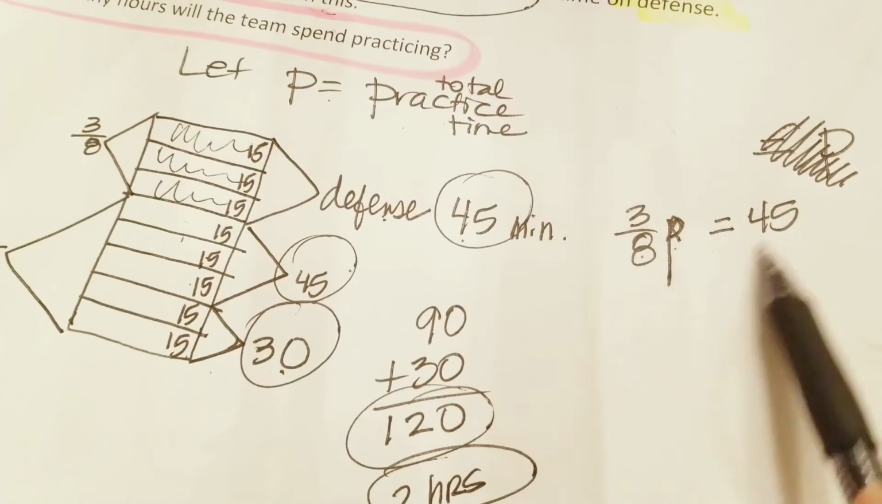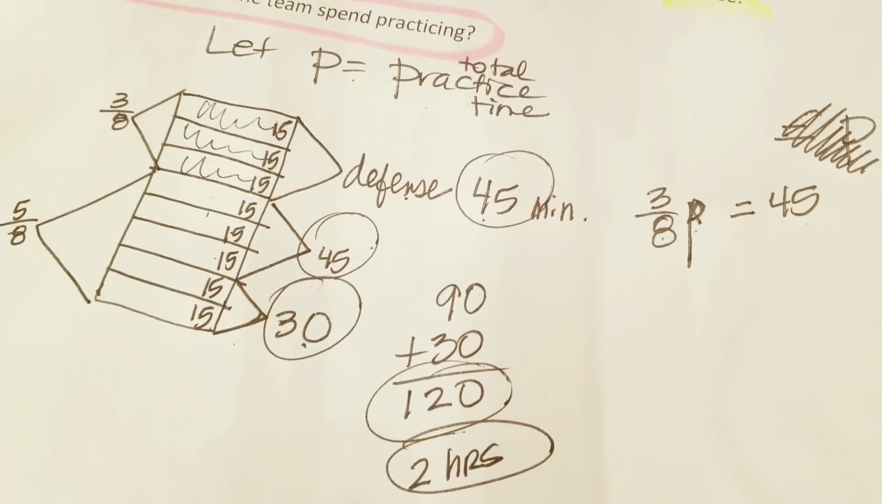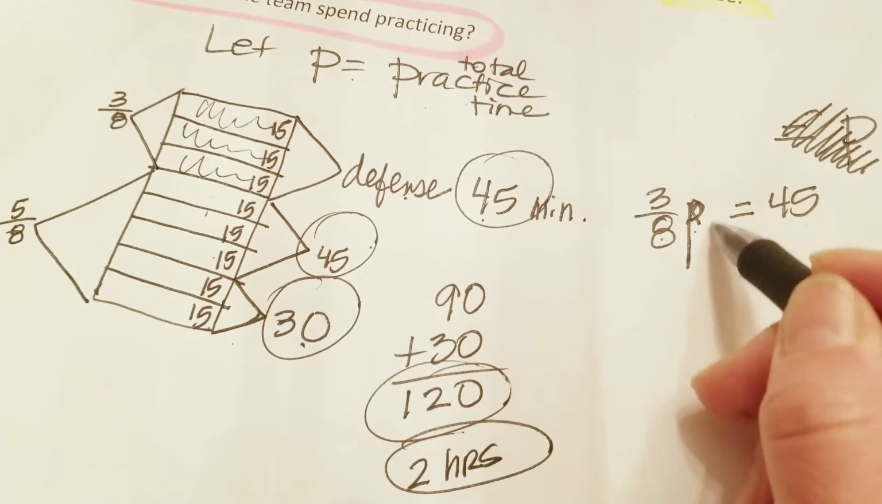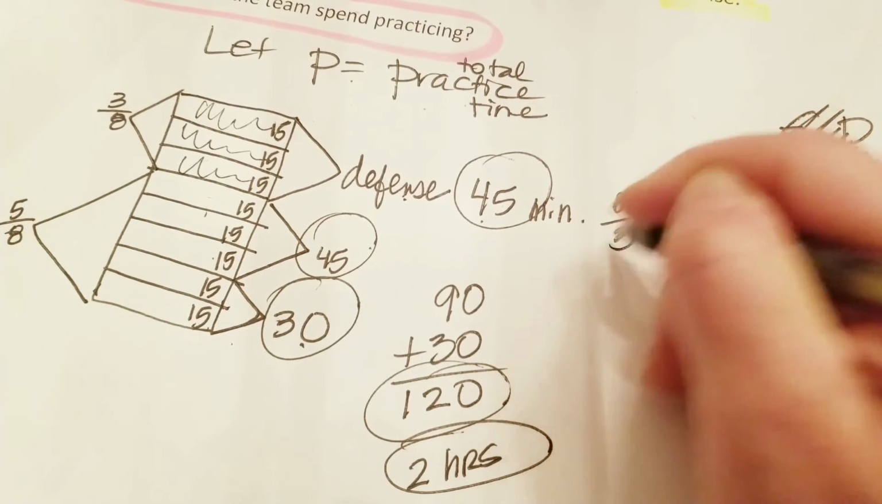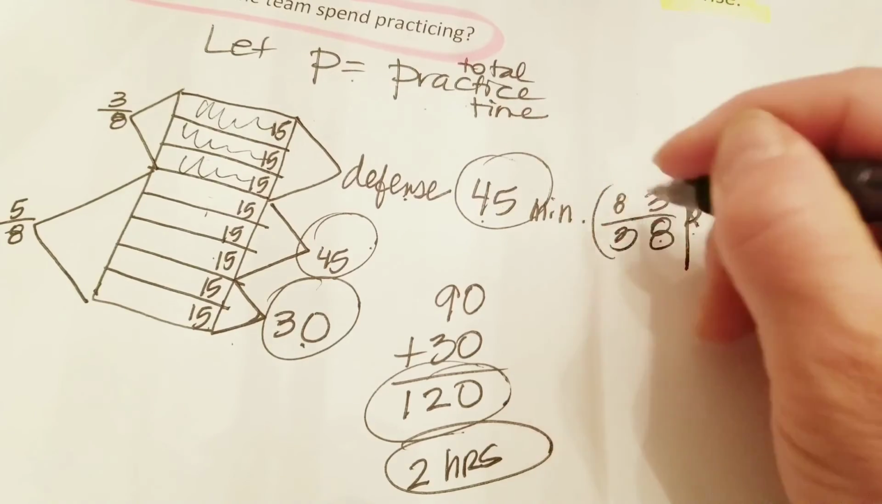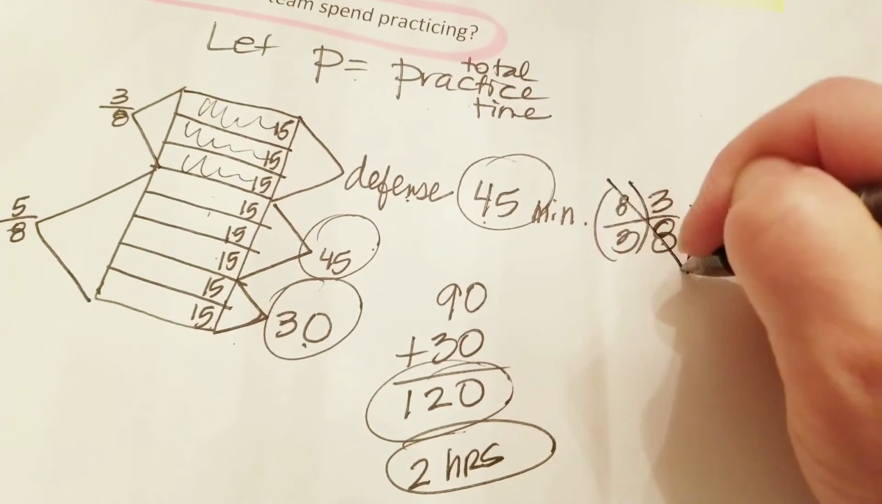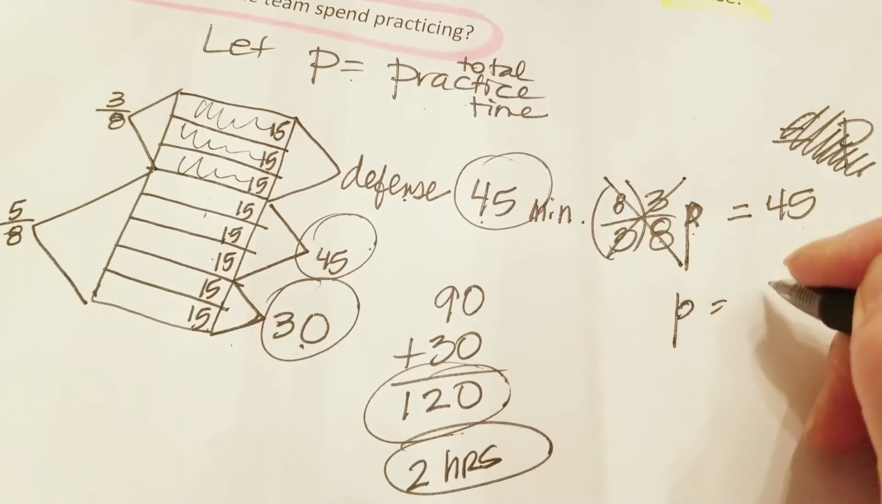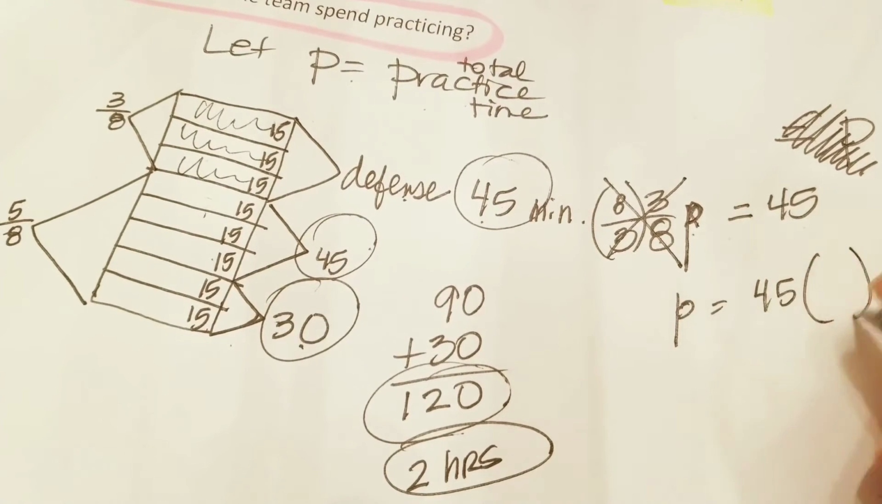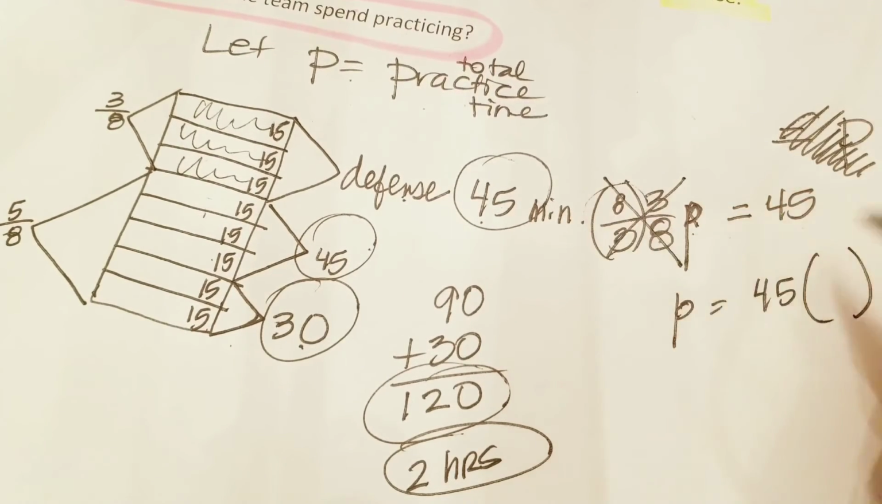So let's use this equation and see if we come up with 2 hours. We need to get P all by itself. We need to take the inverse in order to cancel, right? We're left with P. What we do to one side, we do to the other.